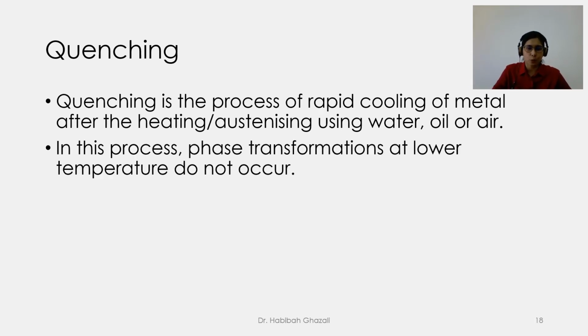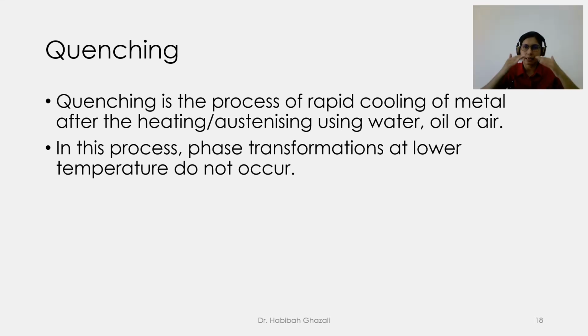So in this process, phase transformation at lower temperature does not occur. So what we have learned before, for steel, when solidification happens, the phase will start to transform from liquid to austenite at a certain temperature. As the temperature drops slowly, austenite will transform into cementite and ferrite. But with rapid cooling, we will prevent that cementite and ferrite transformation from happening.